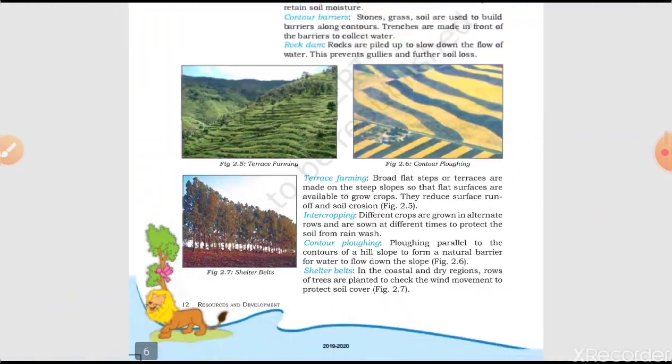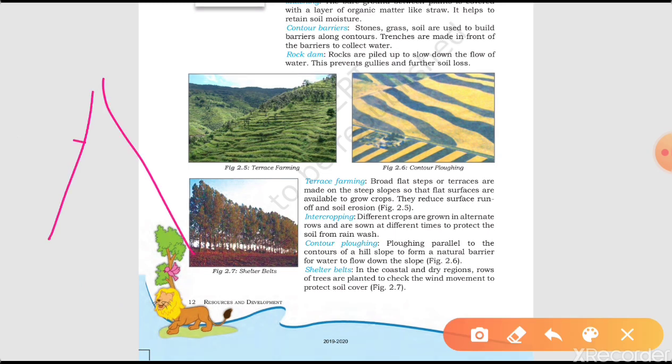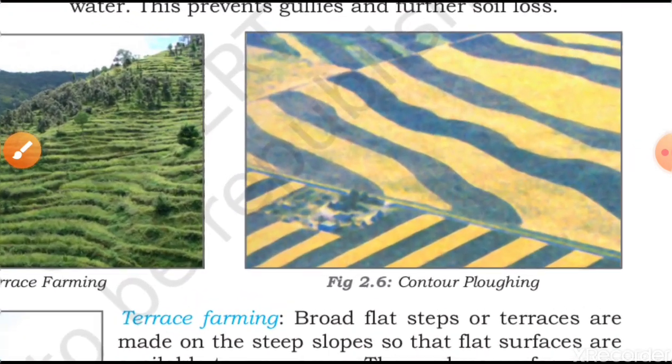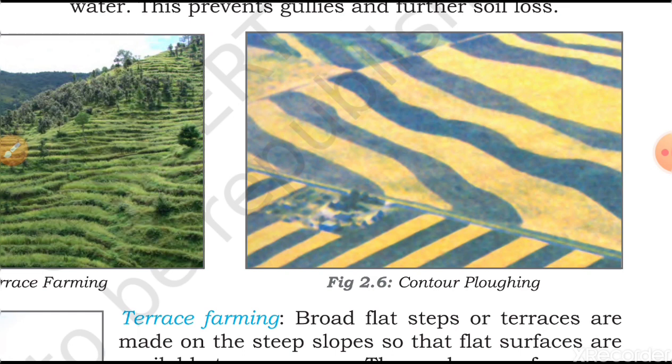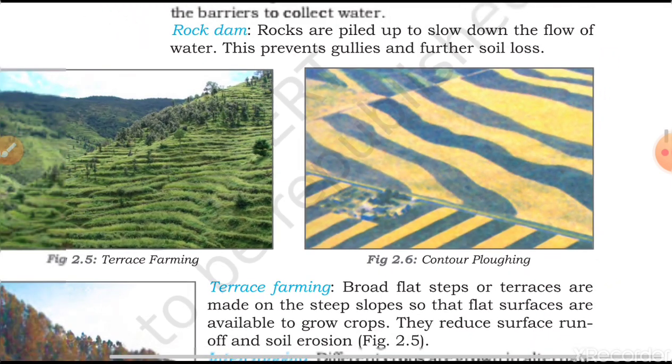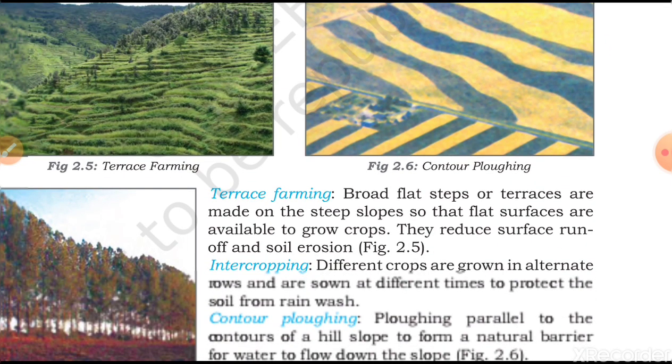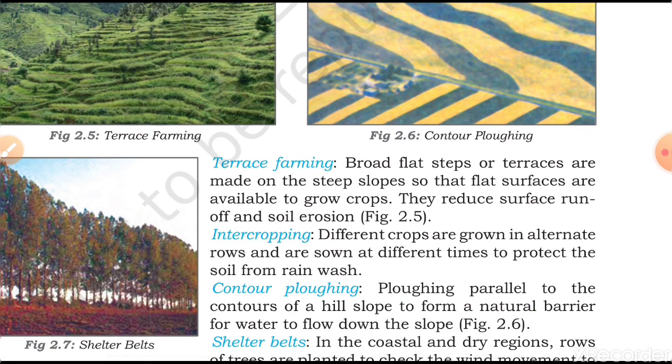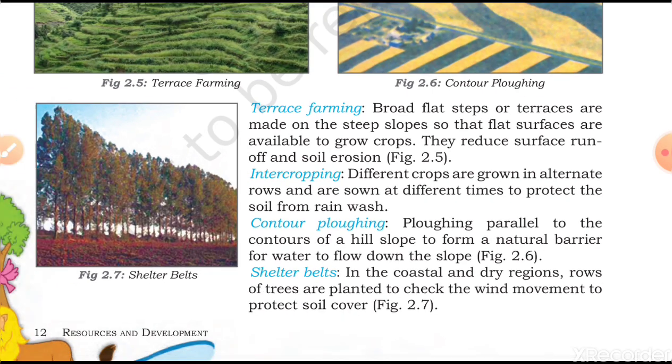Next is contour ploughing. Ploughing is nothing but ploughing a slope. We have already done contour barriers, which were to collect the water. But contour ploughing is the method of farming where the ploughing is done along these parallel lines. As you can see in this picture, this is contour ploughing. Lines are drawn over here, and then crops are grown alternately along the contours of the hill slope to form a natural barrier, right?